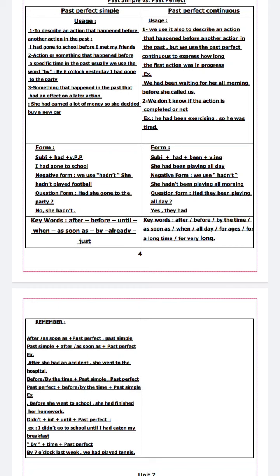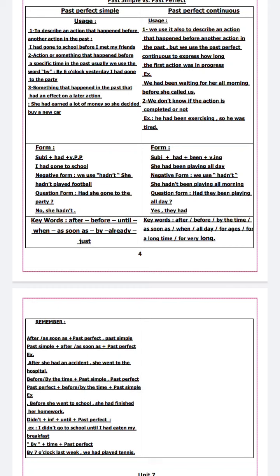The form is subject plus had plus been plus verb and ing, not the verb's past participle. Let's have an example. She had been playing all day. She is the subject, had been, and playing, the verb play with ing, all day. It is important to look at it. All day is a duration of time.